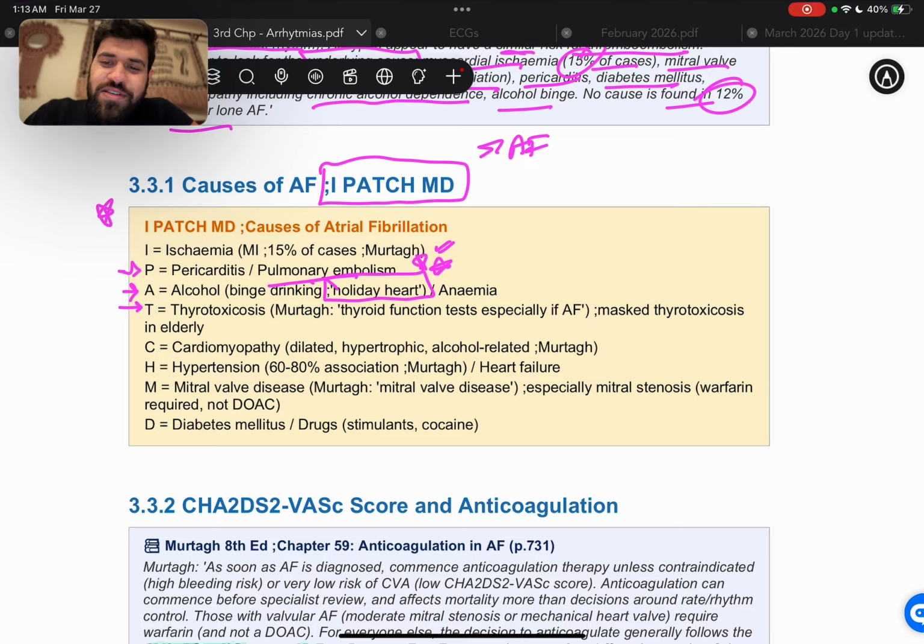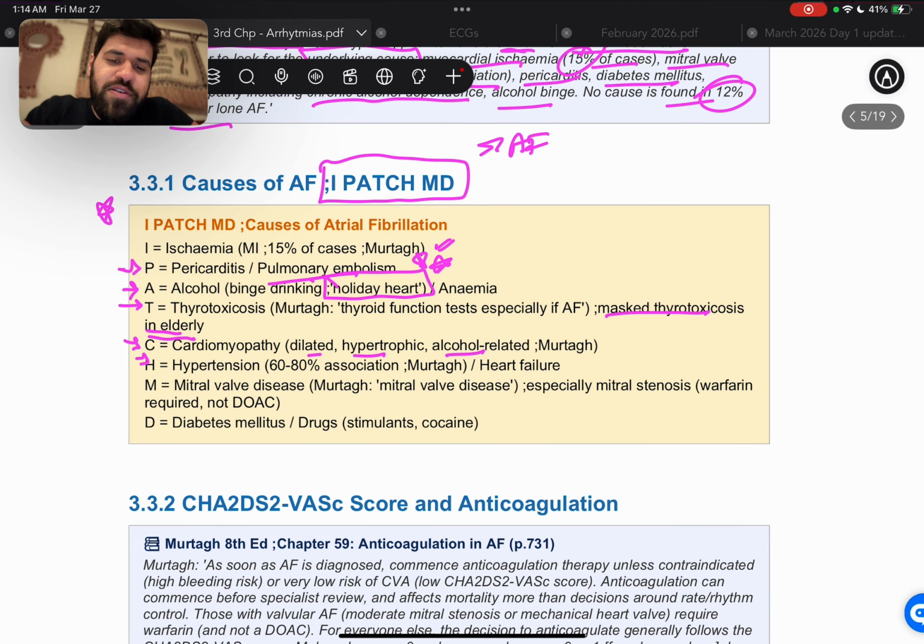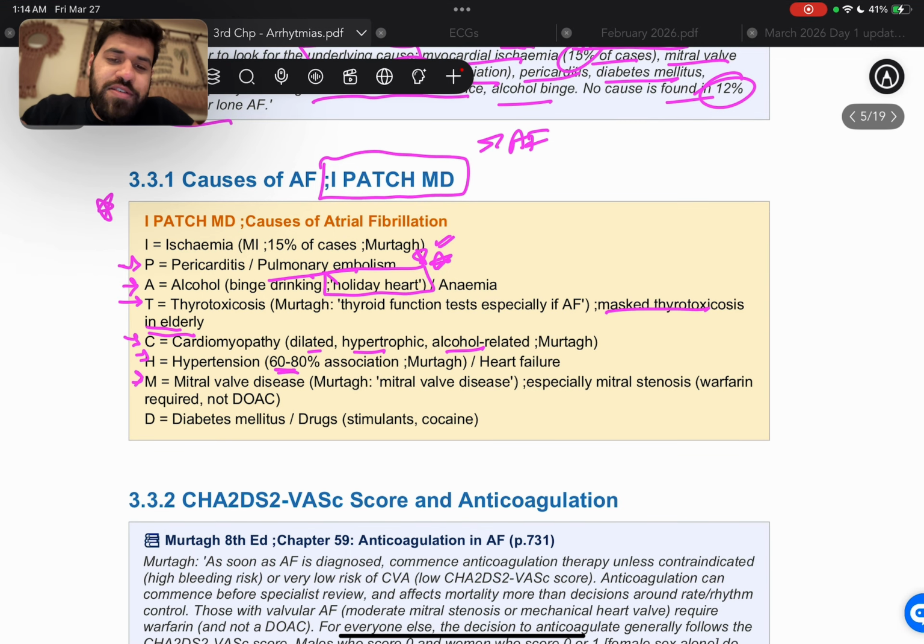Then T is thyrotoxicosis, which is masked thyrotoxicosis especially in the elderly. Then C for cardiomyopathy: dilated, hypertrophic, alcohol-related. Then H for hypertension, 60 to 80% association according to John Murtagh, and then heart failure. Then M is mitral disease, especially mitral stenosis.